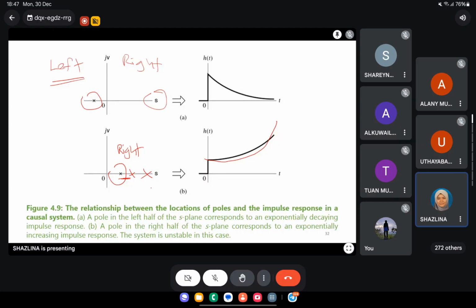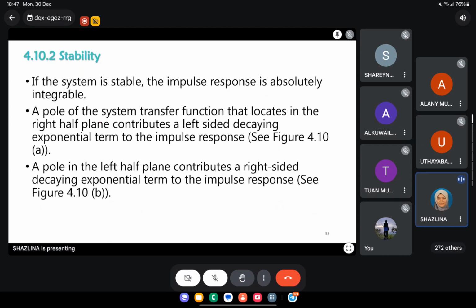Okay. For this, if it's on the right side, the system is unstable. Remember, for a stable system, the pole has to be on the left side. We'll look at stability later. If the system is stable, the impulse response is absolutely integrable, meaning that you can find the Laplace transform. So a pole of the system transfer function that is located on the right side contributes a left-sided decaying exponential. If it's on the left plane, it's a right-sided decaying exponential.